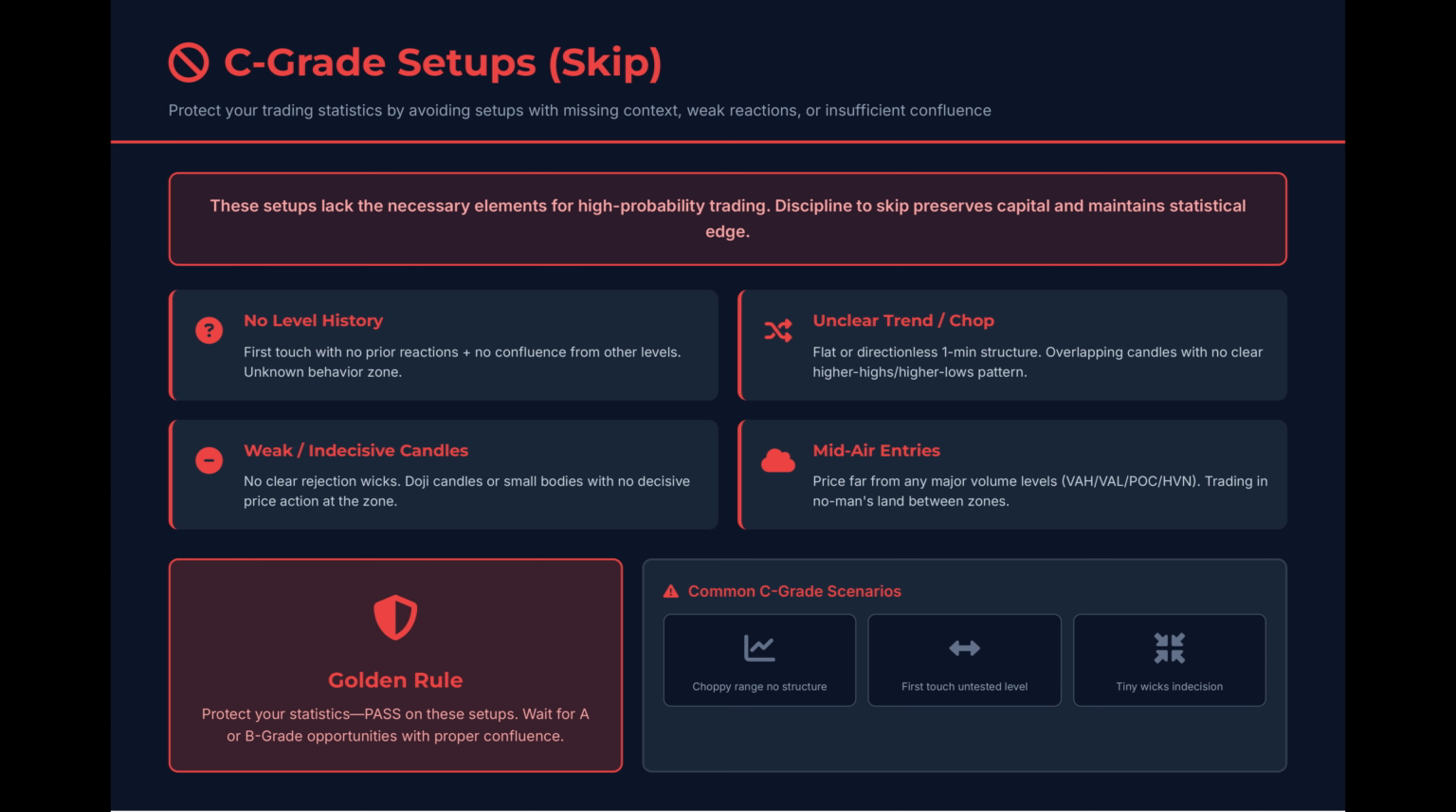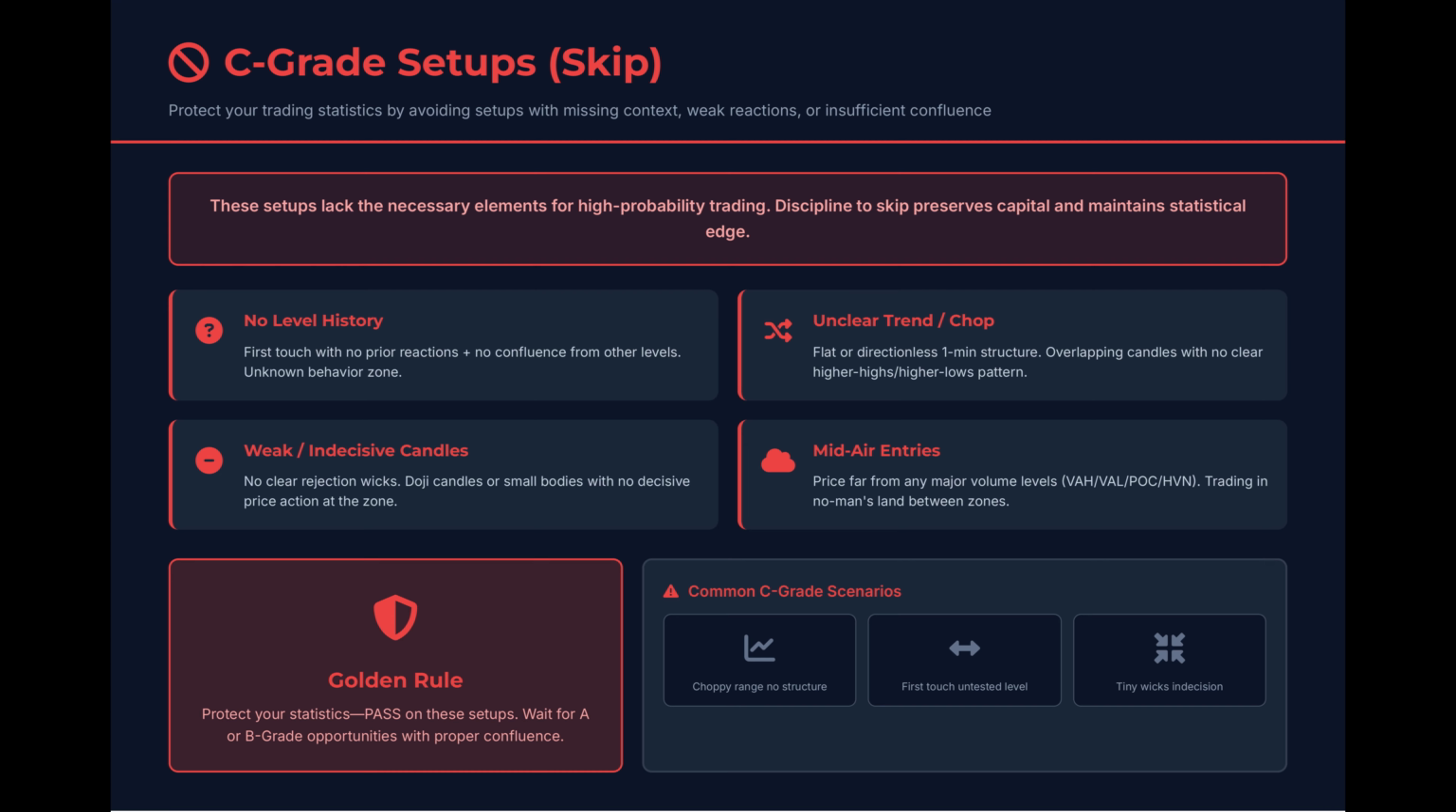Rule 4. If you're forcing the trade because you're bored, frustrated, or feel like you need to do something, step away from the charts, go for a walk, read your Bible, do anything except press that entry button. Boredom and frustration are the enemies of disciplined trading.